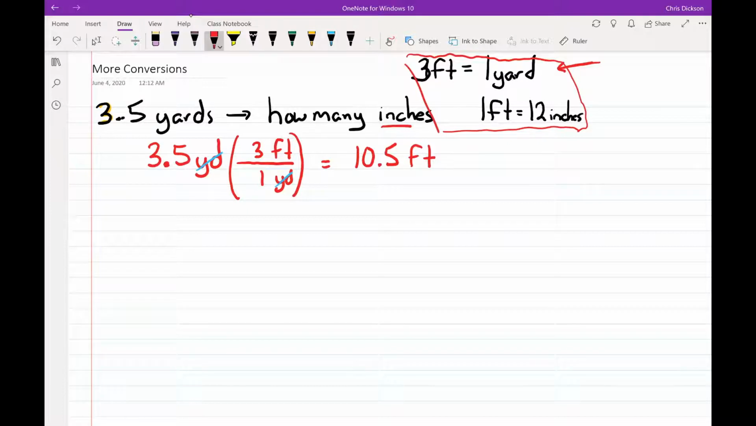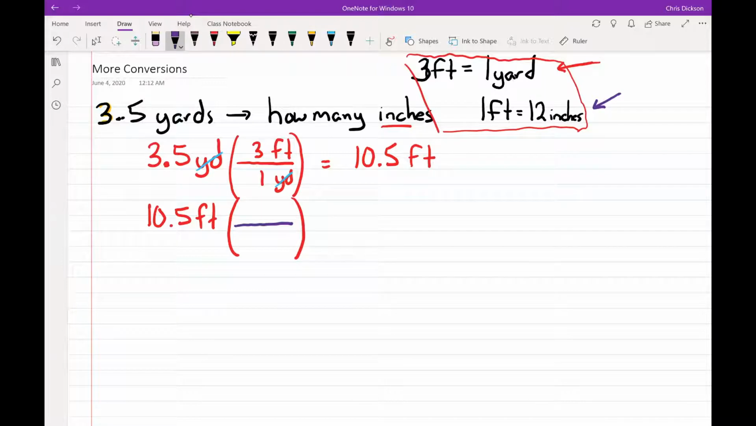So now the question is, well, how many inches is it really? We know that 3.5 yards is the same as 10.5 feet, but how many inches is 3.5 yards? Or how many inches is 10.5 feet? So let's take our 10.5 feet, what we just figured out. And now I'm going to use the other conversion factor that allows me to go from feet to inches. So now I've got to get my fraction set up right here.